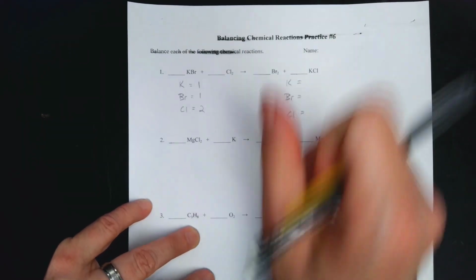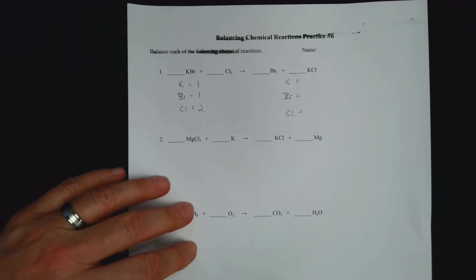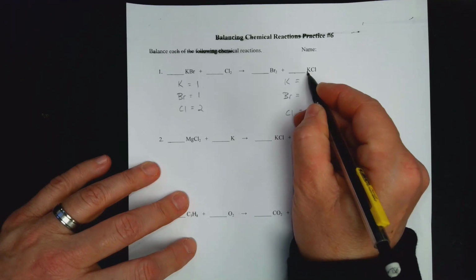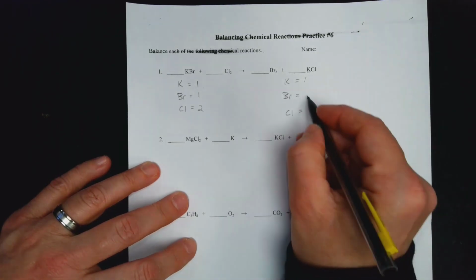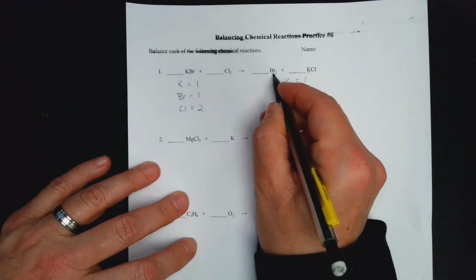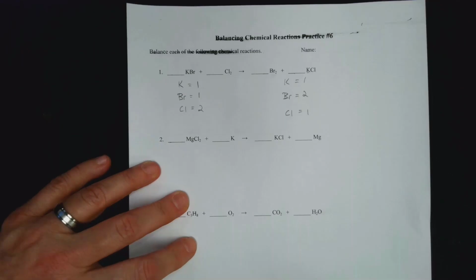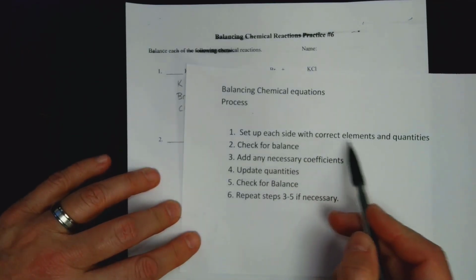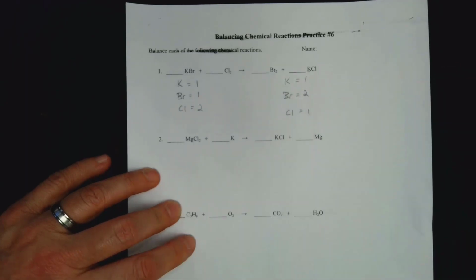Now, just know, you guys, have a good eraser while you're balancing equations. That's my advice. Over here, I have potassium, and I have one potassium. I've got bromine right here. I've got two bromines, because that's what that subscript tells me. And I have one chlorine. So we just did part one. We set up each side with the correct elements and quantities, and now we have to do step two, which is to check for balance.